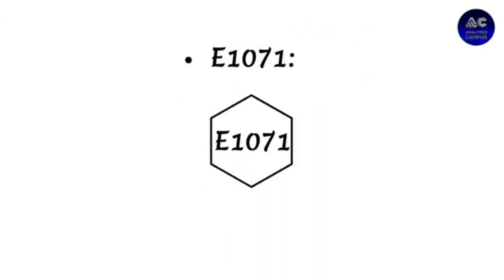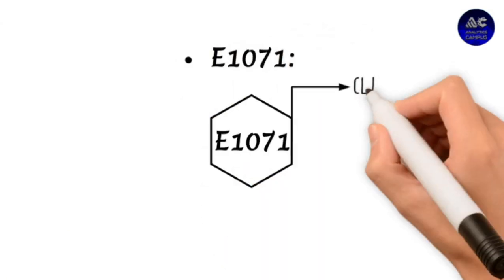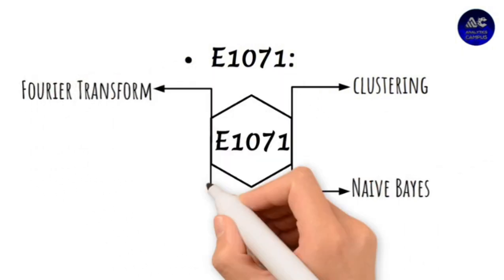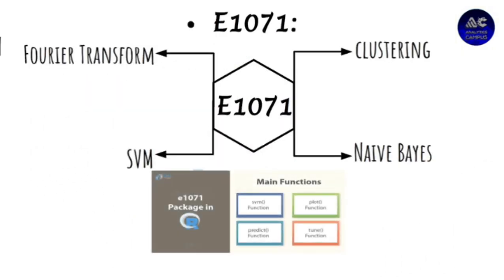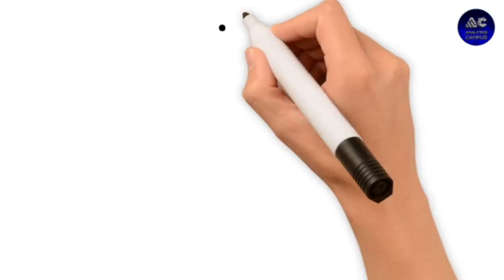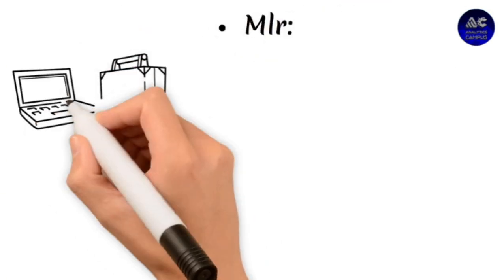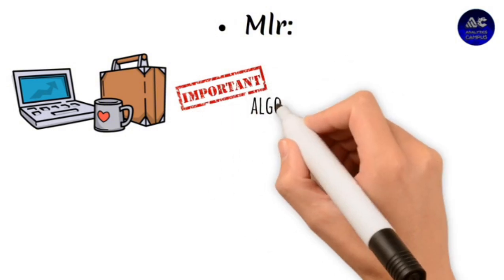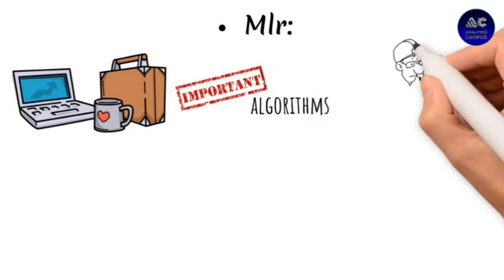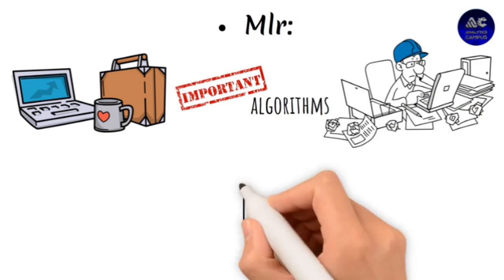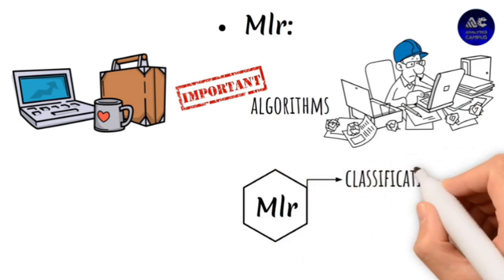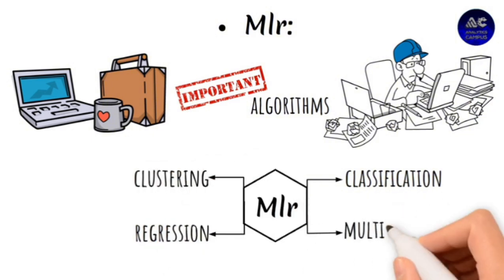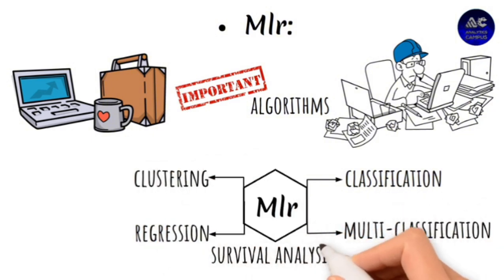e1071. This package has wide use for implementing clustering, Fourier transform, naive Bayes, SVM, and other types of miscellaneous functions. mlr. This package is absolutely incredible in performing machine learning tasks. It almost has all the important and useful algorithms for performing machine learning tasks. It can also be termed as the extensible framework for classification, regression, clustering, multi-classification, and survival analysis.